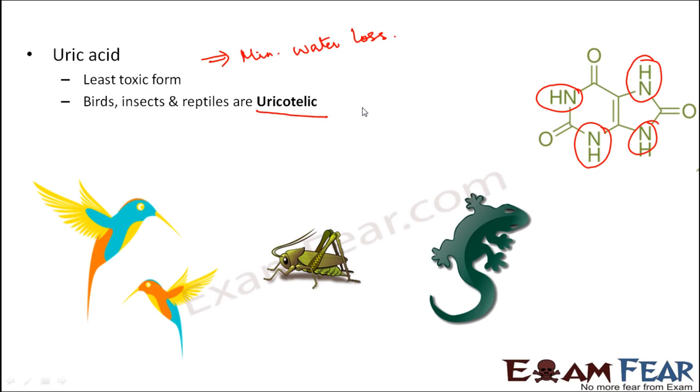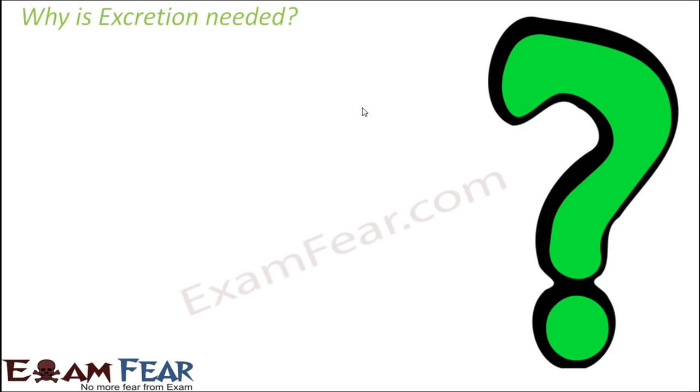So these are the three important nitrogenous wastes, and nitrogenous wastes are one of the most important things which need to be excreted out when we talk about the excretory system. Now the question is, why is excretion needed? Now this is a very common question. You might think, what is there to ask? Excretion is for removal of harmful substances. Nobody wants harmful substances inside the body, and that is why excretion is needed.